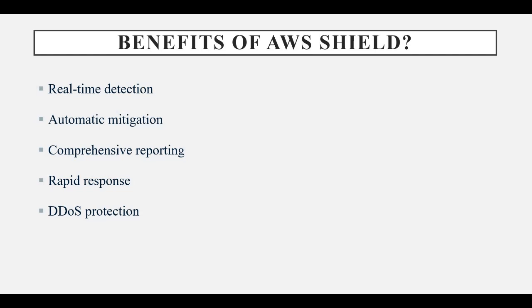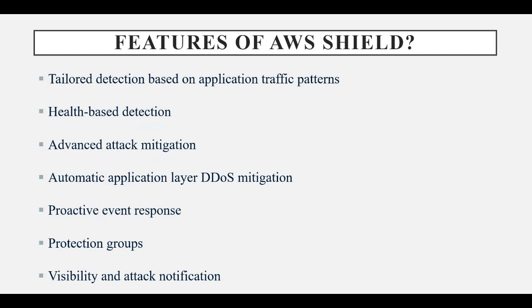The next is DDoS protection. AWS Shield protects against DDoS attacks. This is the benefits of the AWS Shield. So let's move to the features. The features of the AWS Shield. So what are the features the Shield provides?